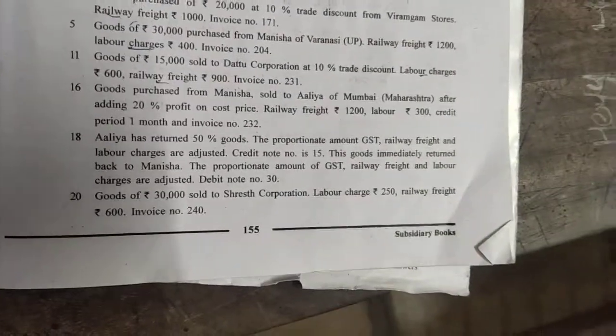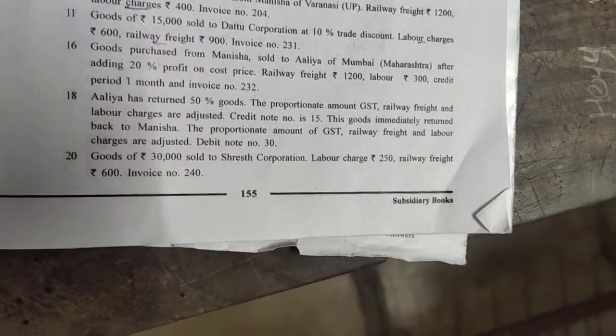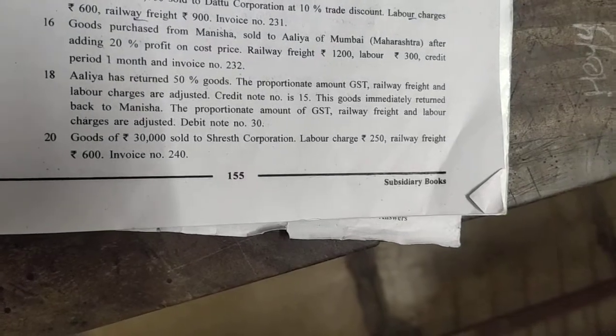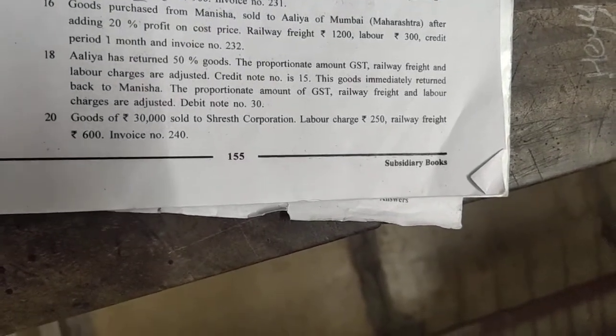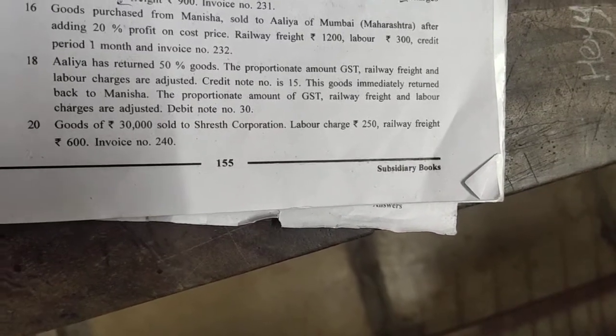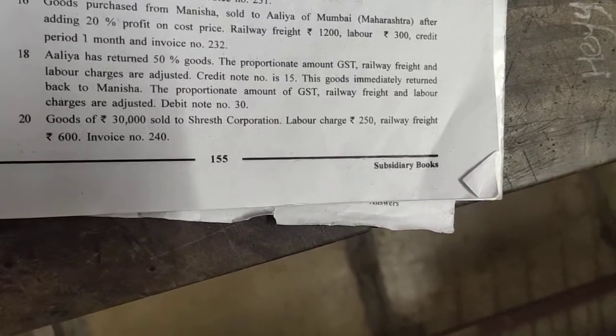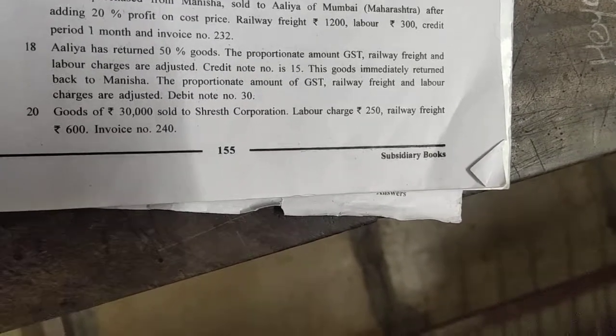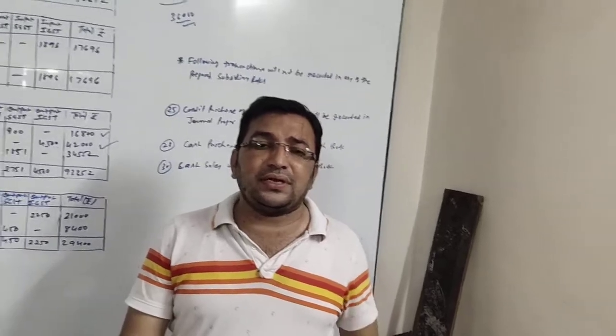Alia has returned 50% of the goods. 50% goods, the proportionate amount of GST, railway freight and labor charges are adjusted. Credit note number 15, this goods is immediately returned back to Manisha. The proportionate amount of GST, railway freight and labor charges are adjusted. Debit note number 30. Carefully we have to consider this transaction.